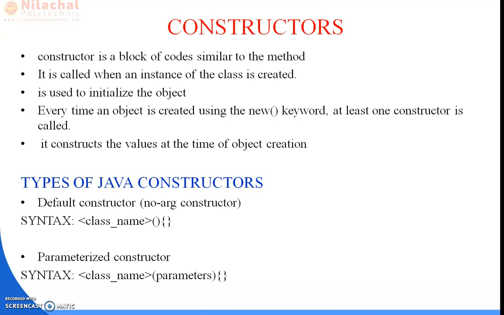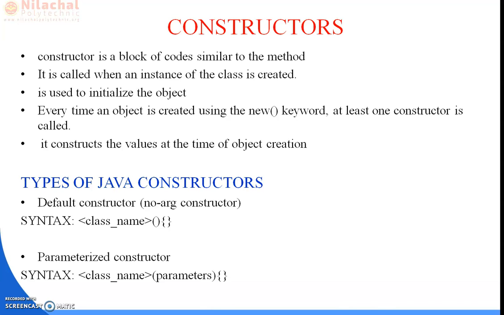Now we will discuss the difference between a constructor and a method in Java. As you know, there are many differences between constructors and methods. In Java, a constructor is used to initialize the state of an object, but a method is used to expose the behavior of an object. A constructor must not have a return type, but a method must have a return type.